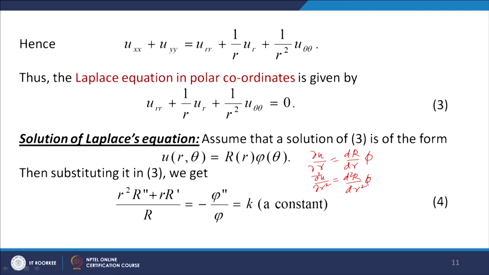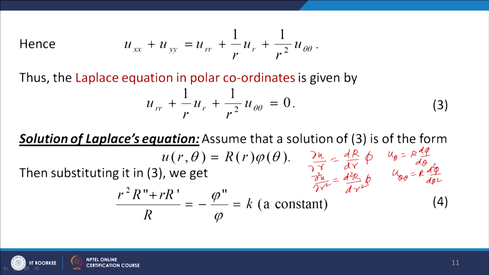Okay. And when you find u_r, we have already got, u_θ similarly will be R into dΦ/dθ, and u_θθ will be equal to R into d²Φ/dθ². So, let us substitute these values in this equation, and we will bring all functions of r on one side. So, we will have r square R double dash plus r R dash over R equal to minus Φ double dash over Φ.